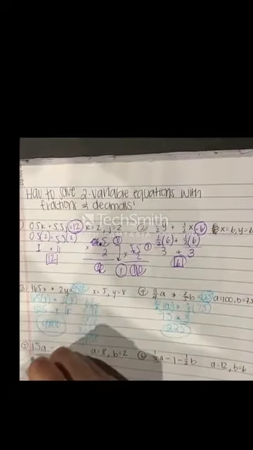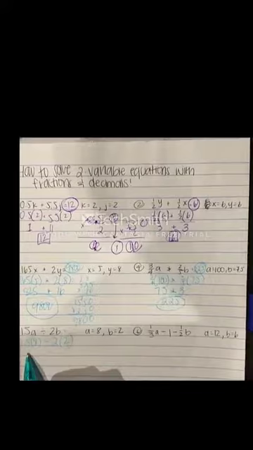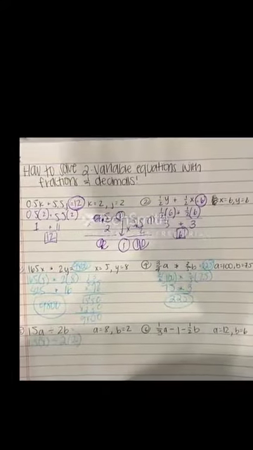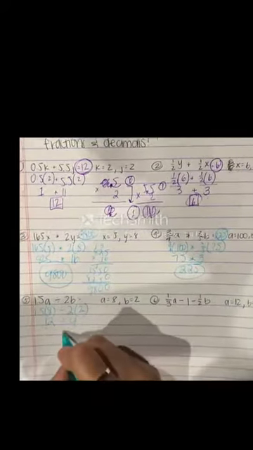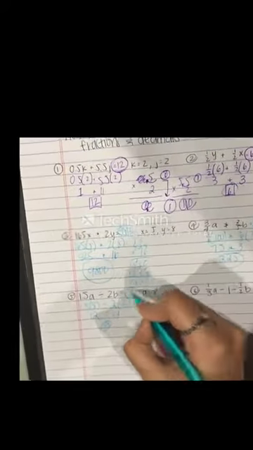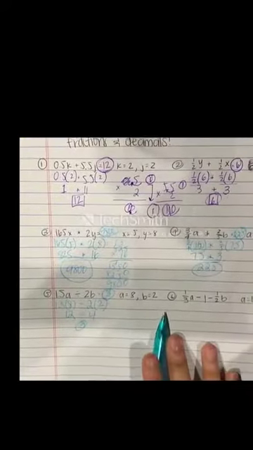So 1.5 times 8 divided by 2 times 2. So 1.5 times 8 is 12, and then 2 times 2 is 4. So 12 divided by 4 is 3. So our answer is 3. Now let's move on to this one.